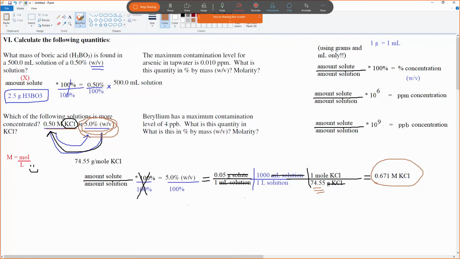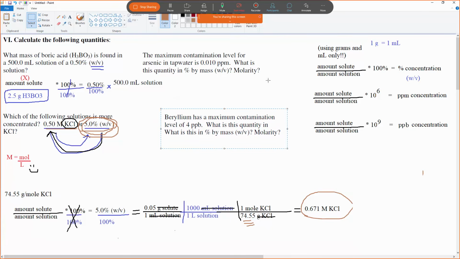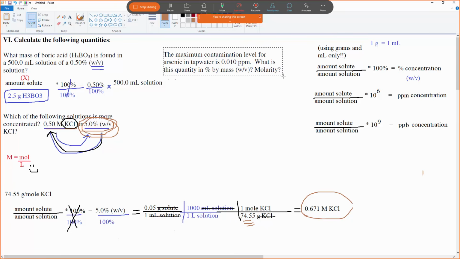Okay, let's look at one of these two on the right-hand side. They're basically the same, so I'll only do one of them, and I'll let you guys work from there. Do you guys have an opinion as to which one you want to do? Arsenic or beryllium? Both highly toxic species. Okay, we'll do arsenic. They want us to convert from parts per million to percent by mass, and also from parts per million to molarity.